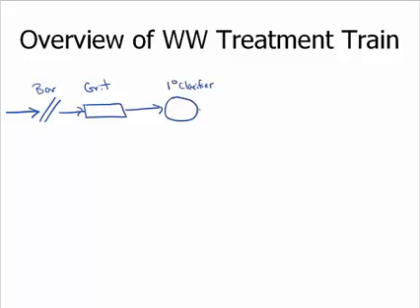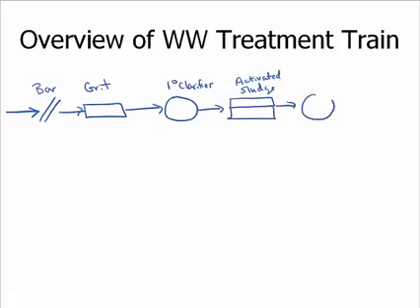Now I'm going to draw this treatment train a little bit differently, because in wastewater treatment, we start with a liquid stream that has some solids in it. It passes through bar screens and grit removal, and then it goes to a primary clarifier, and then it's going to go to your activated sludge basins, and then through a secondary clarifier, and then the liquid that overflows from these will pass through disinfection and then go to your receiving water body.